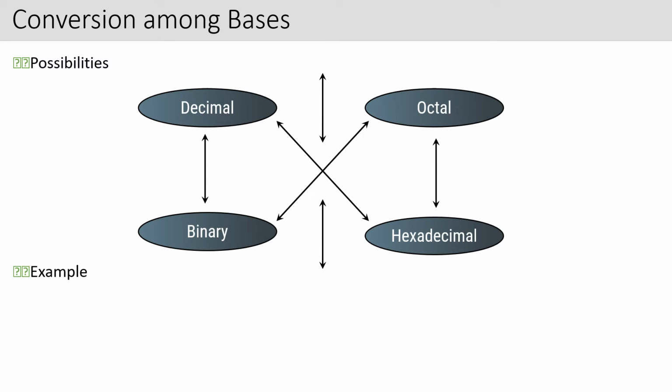Okay. See, a decimal number can be converted to hexadecimal, as well as hexadecimal can be converted to the decimal number system. Same way, the binary number system can be converted to octal, and the octal number system can also be converted to binary, as well as the octal number system can be converted to hexadecimal, and hexadecimal can also be converted to octal. Now these are the different possibilities of conversion among the bases.